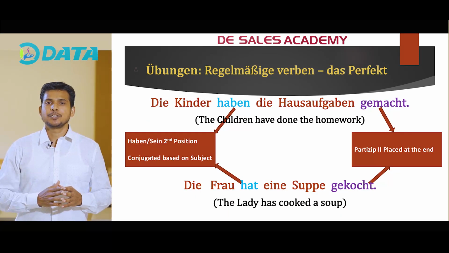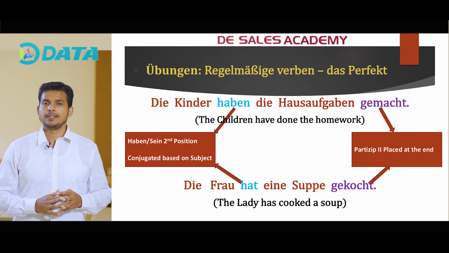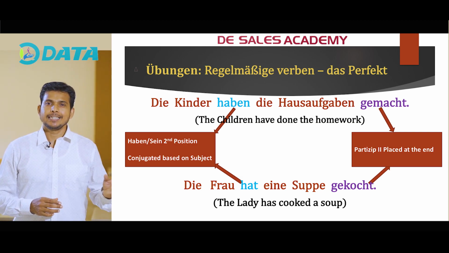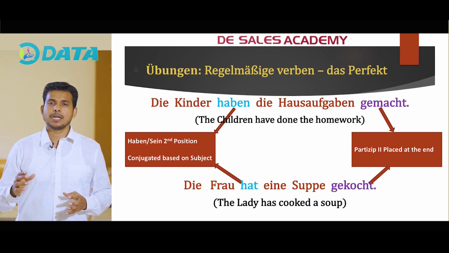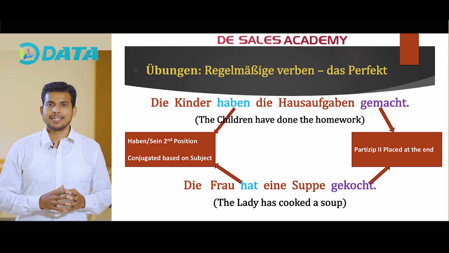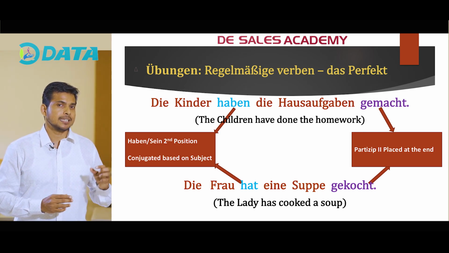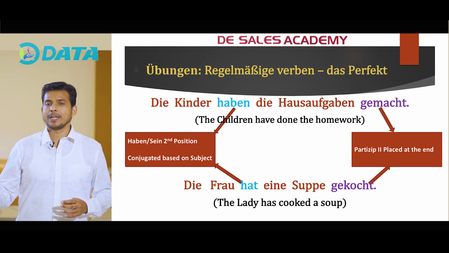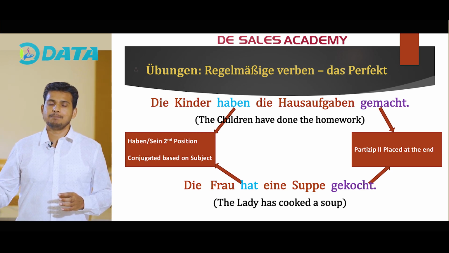We have 2 examples using the regular verbs or regelmäßige Verben. Die Kinder haben die Hausaufgaben gemacht. Haben is placed in the second position and haben is conjugated according to the subject die Kinder, and the participle zwei form of machen is placed at the end of the sentence, that is gemacht.